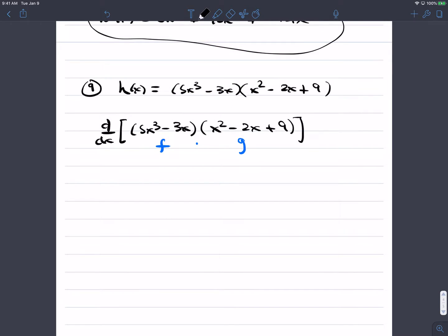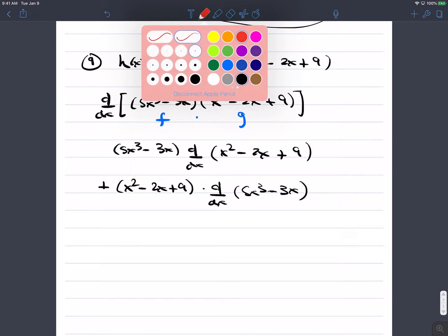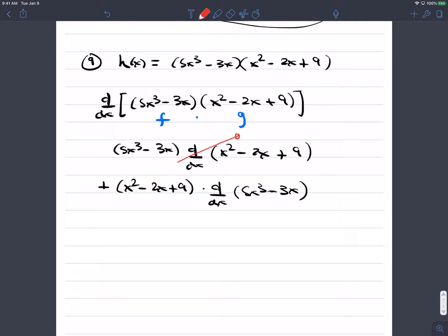Now, using operator notation, bring out your first function as if it were a constant, 5x cubed minus 3x, and differentiate the second function, which will be x squared minus 2x plus 9. Now because this is extra long, I'm going to go down here and bring out the second part of this, which is to think of the second function as a constant, x squared minus 2x plus 9, and you differentiate the first function. Here you go. Let's differentiate: 2x minus 2. And we get 15x squared minus 3. So here's our answer.